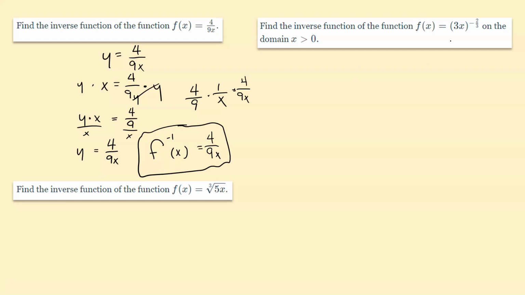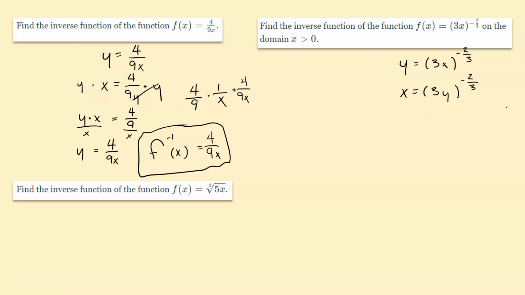So now let's look at this example. Here we have some rational exponents. So on the domain x is greater than 0. So we want to take f of x and replace it with a y. Switch our x's and y's. And then now we want to get y by itself. To do that, we have to get rid of this exponent over here.